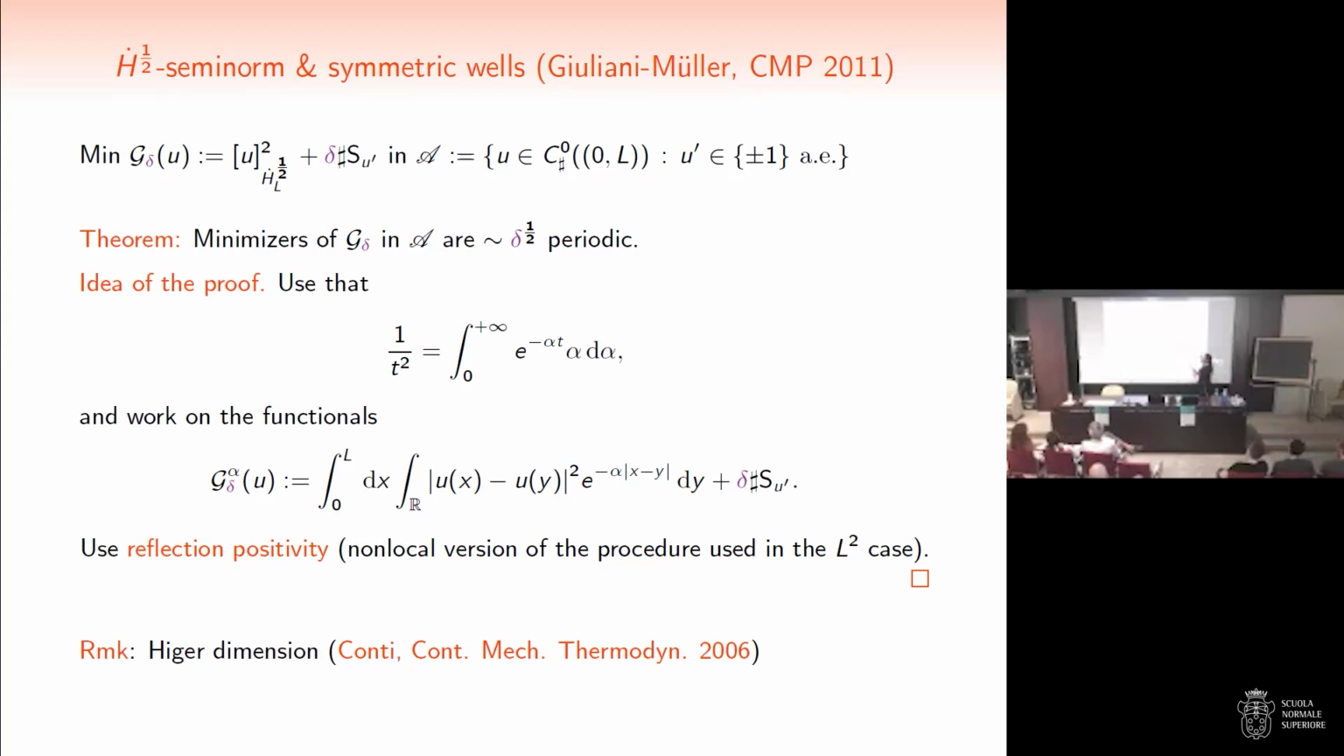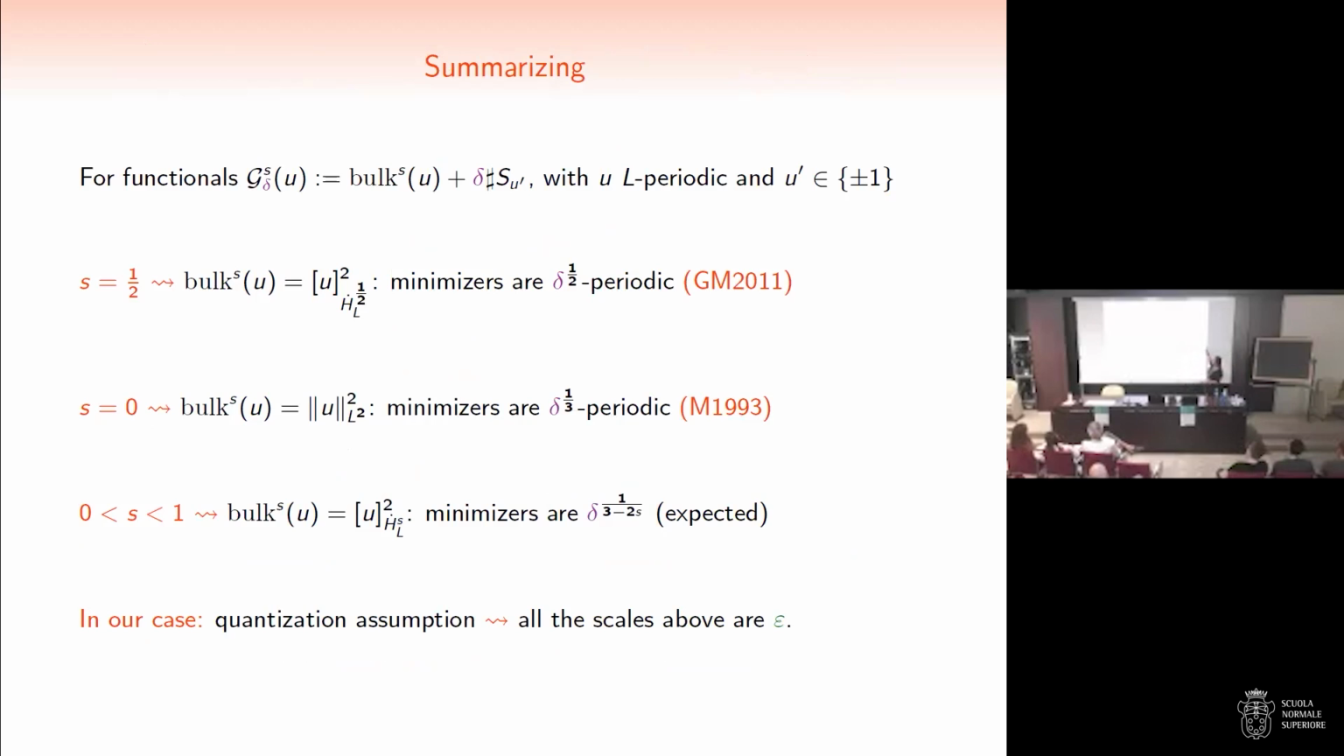So this is summarized in the literature as follows. The authors consider functionals of this type: a bulk energy depending on u, plus a penalization term on the oscillations among functions u that have two slopes, +1 and -1. For s equal to 1/2, we have the paper by Giuliani and Müller, which says that the minimizers are delta to the power 1/2 periodic. For s equal to 0, which corresponds to the L2 norm, minimizers are delta to the power 1/3 periodic.